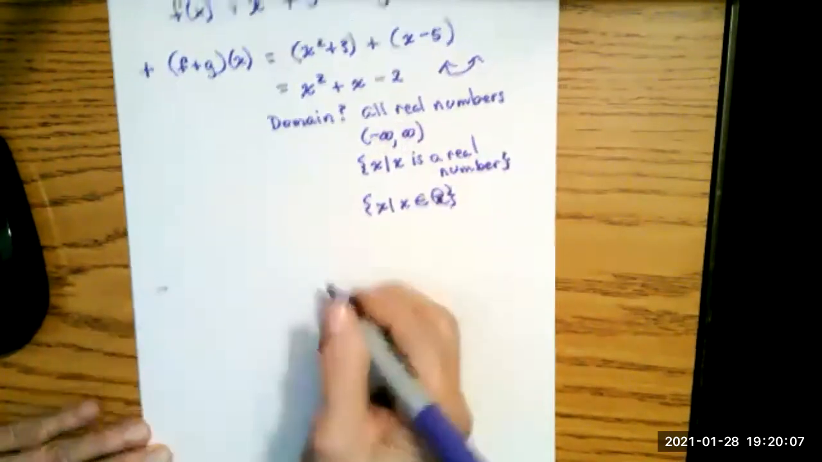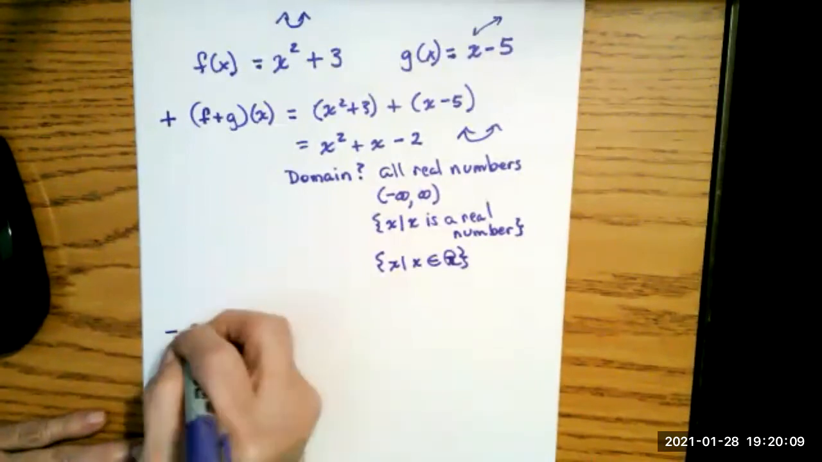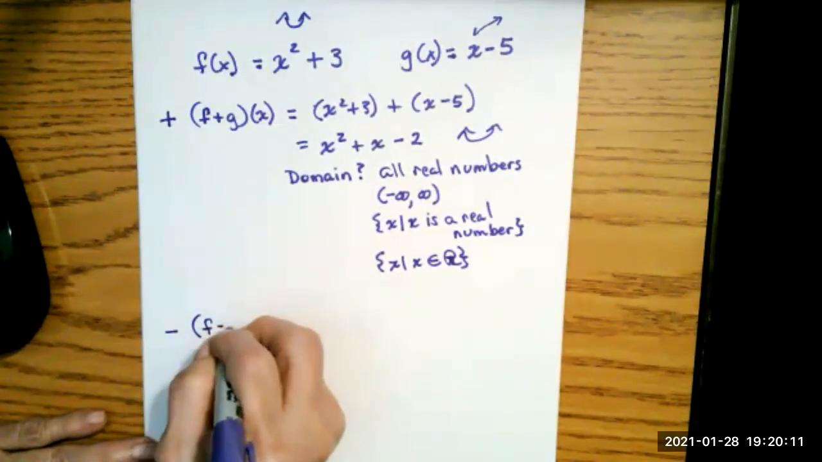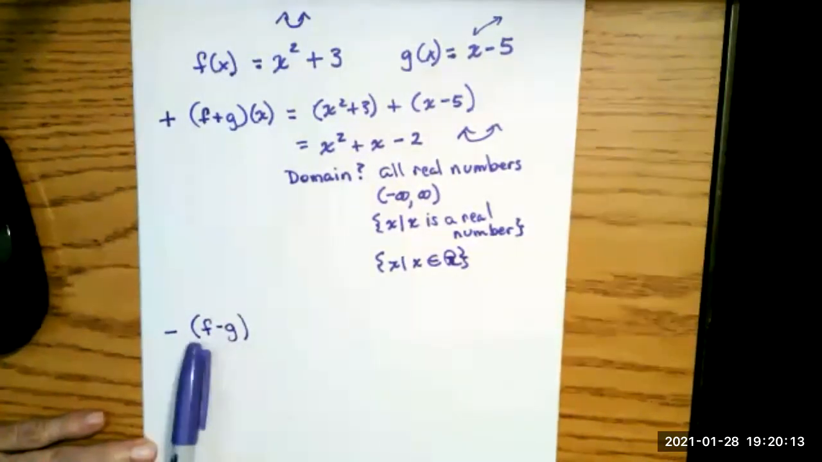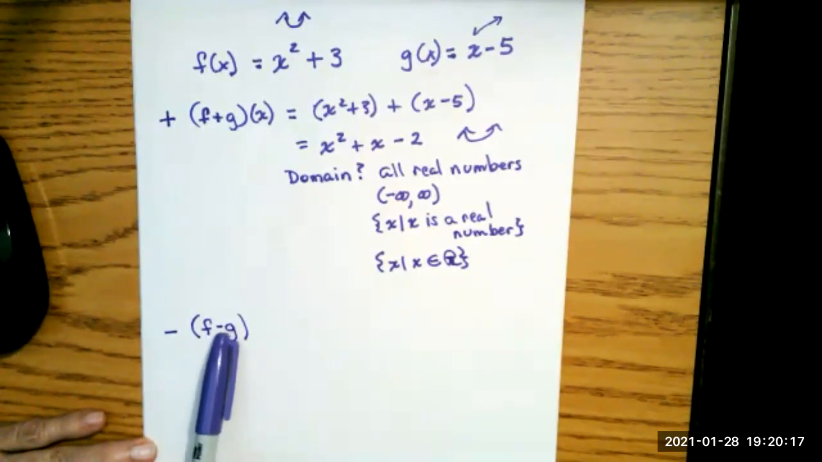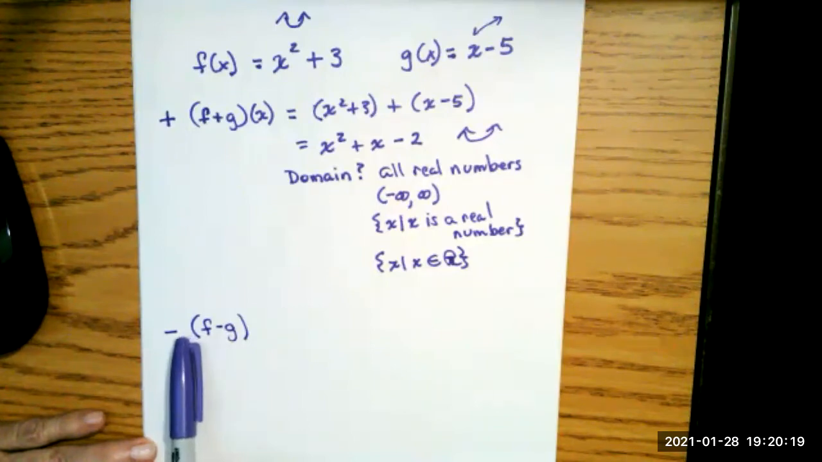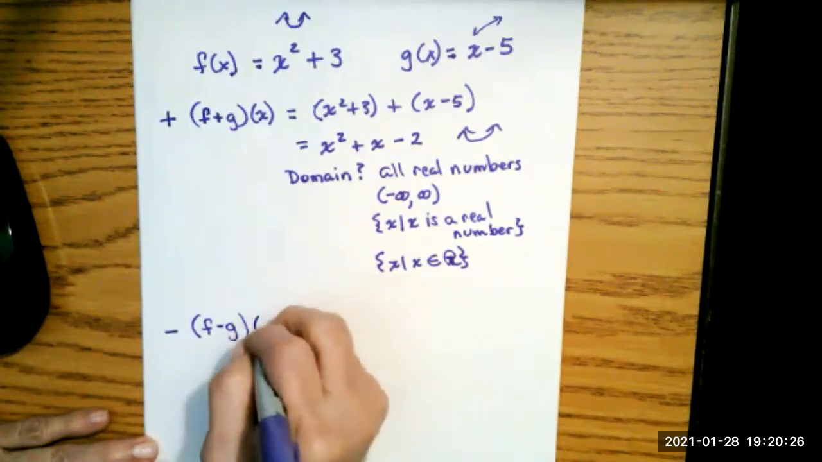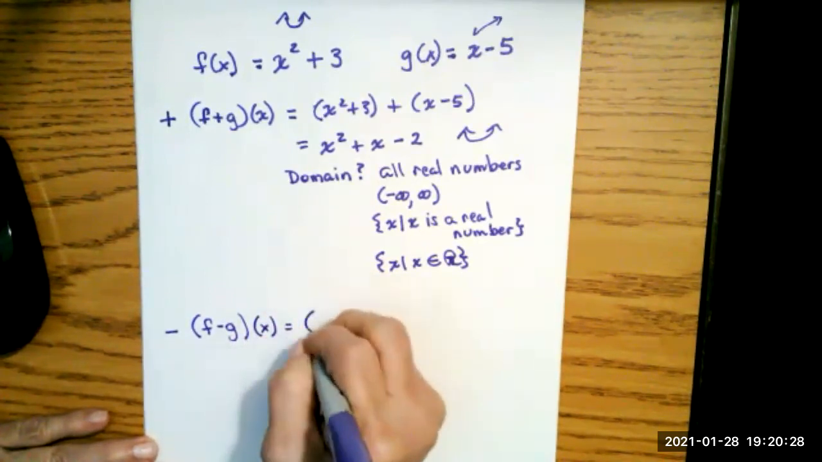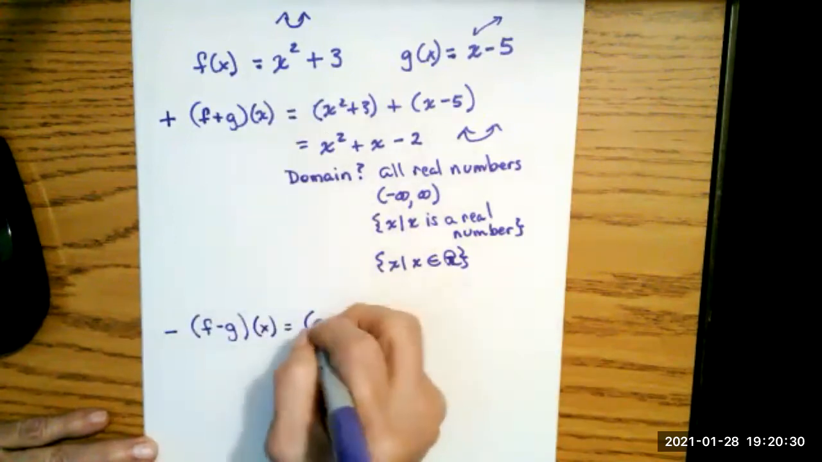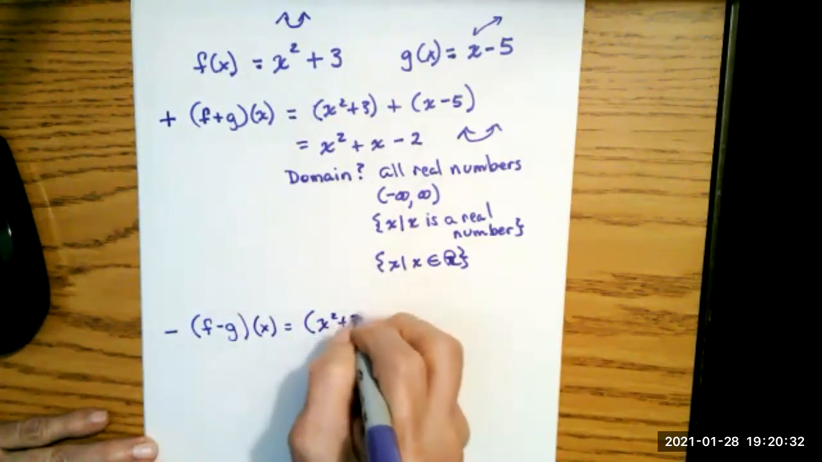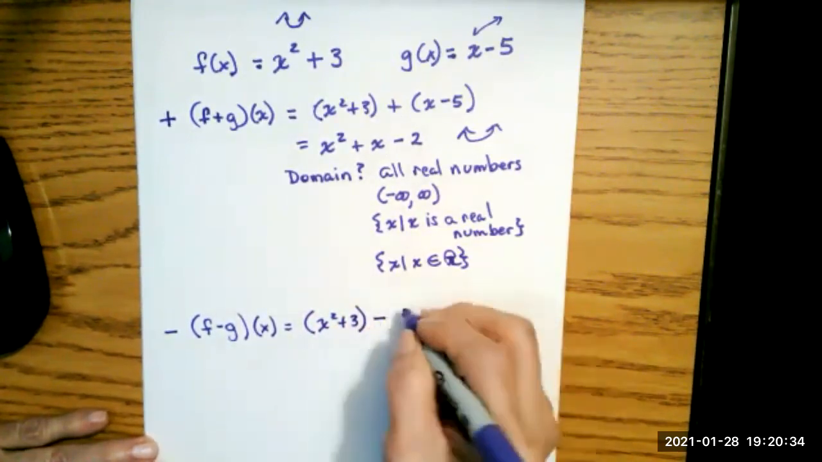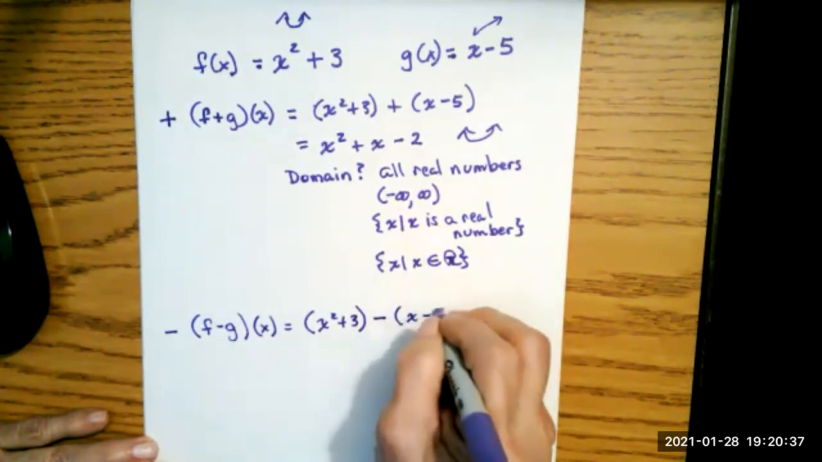Now let's take the same 2 functions, and this time we're going to subtract. And you have to be careful when you subtract because you don't know if the F or the G is first unless you really pay attention, because they could say G minus F instead of F minus G. So be careful what they ask for. In this one, I'm just asking for F minus G of X. So I take the F function, which is X squared plus 3, and I'm going to subtract this time the G function, X minus 5.